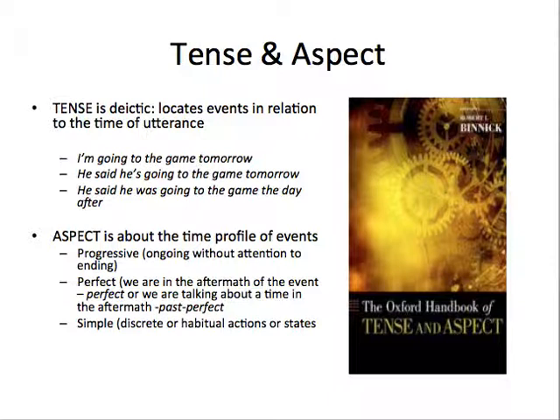And then we have what's called a simple aspect. And when we use the simple aspect, it can refer to particular discrete events. I watch TV. That could be a one-off thing, or it could be a habitual action or state. When I lived in Ireland, I watched TV a lot.